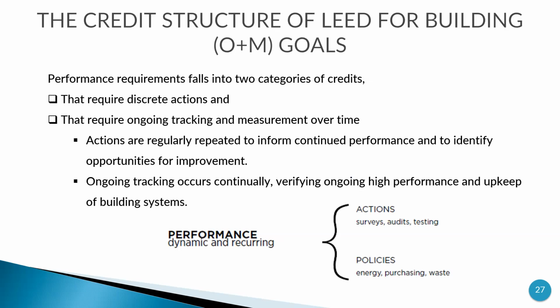Now coming to the performance requirements, they fall again into two categories: those that require discrete actions, and second, those that require ongoing tracking and measurement over time. Tracking and measurement. So actions are regularly repeated to inform continued performance and to identify opportunities for improvement.